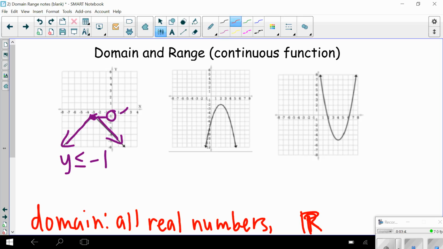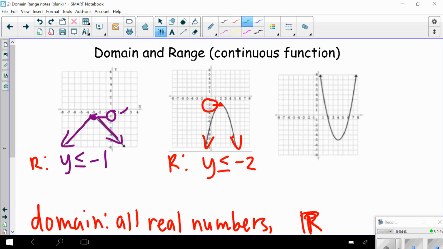On the second graph, which is a parabola, we go to the vertex, or the tip of the graph, pull it to my y-axis, which is at -2. So my range is going to be y, again pointing down, so it's less than or equal to -2.